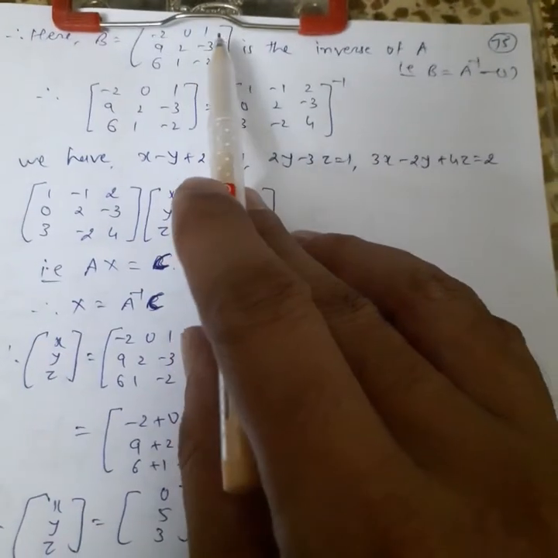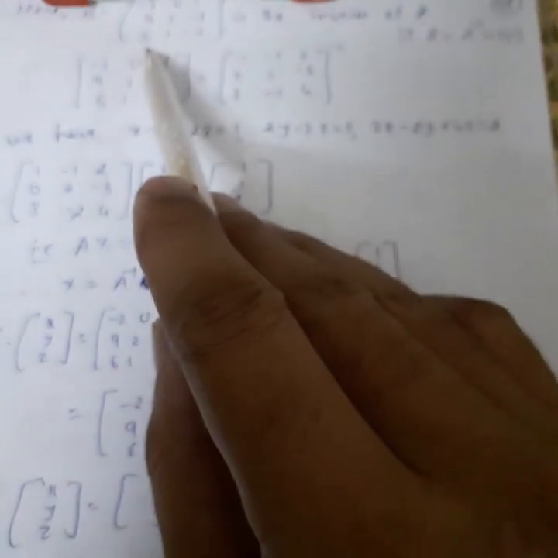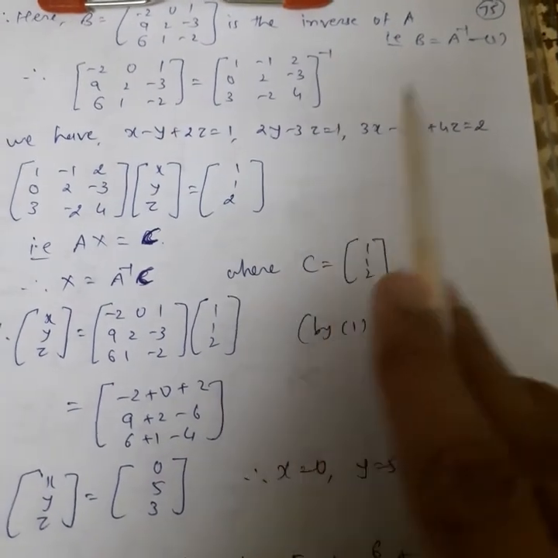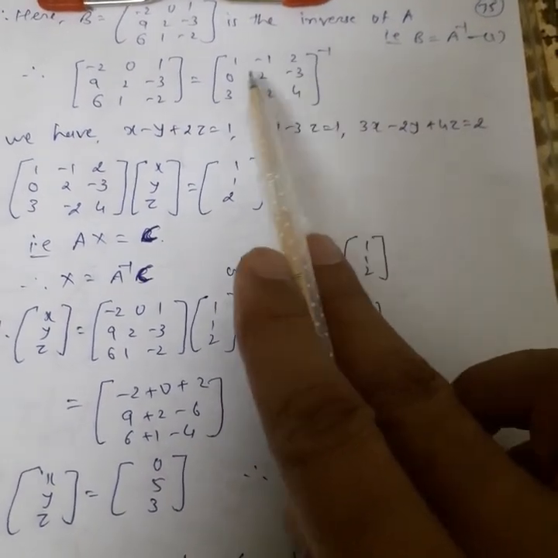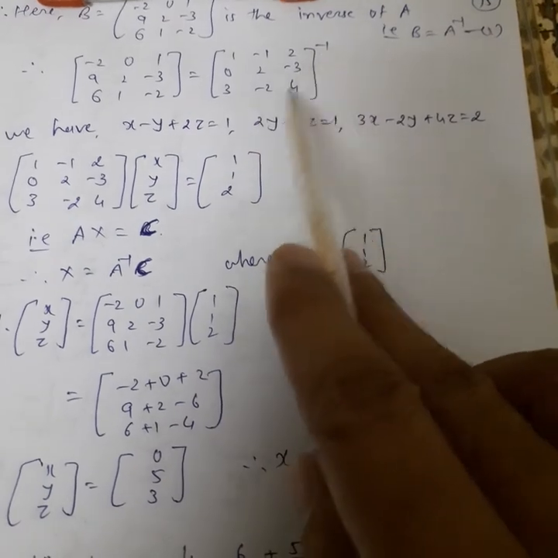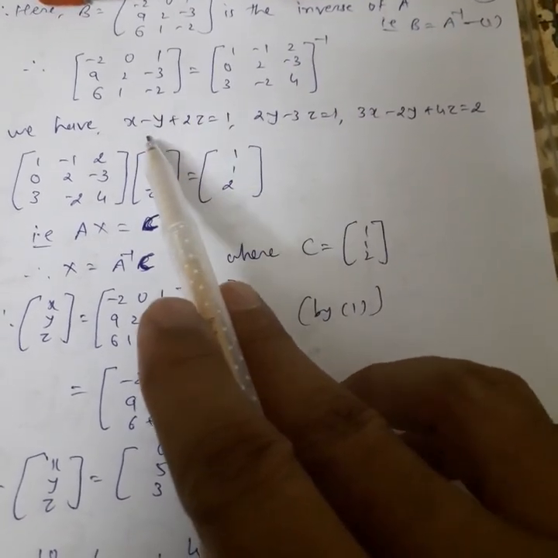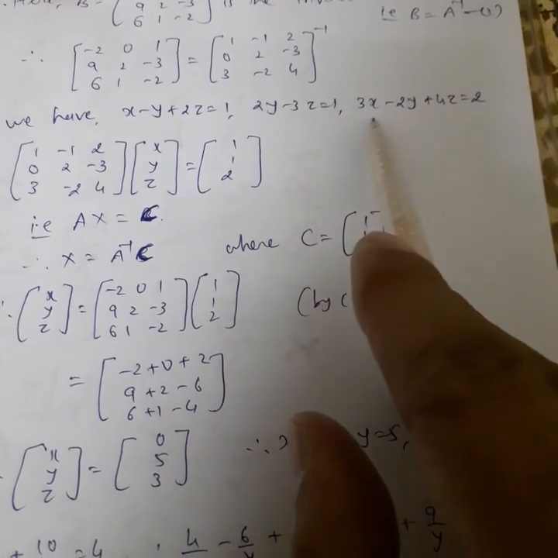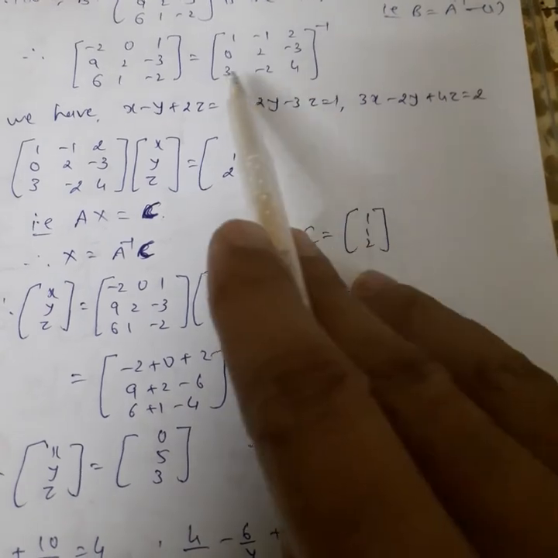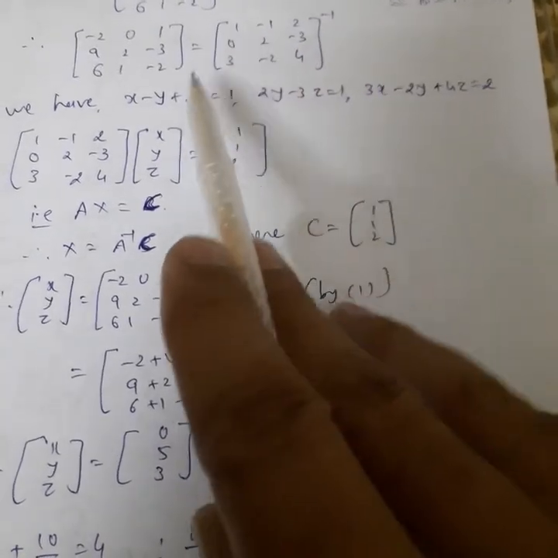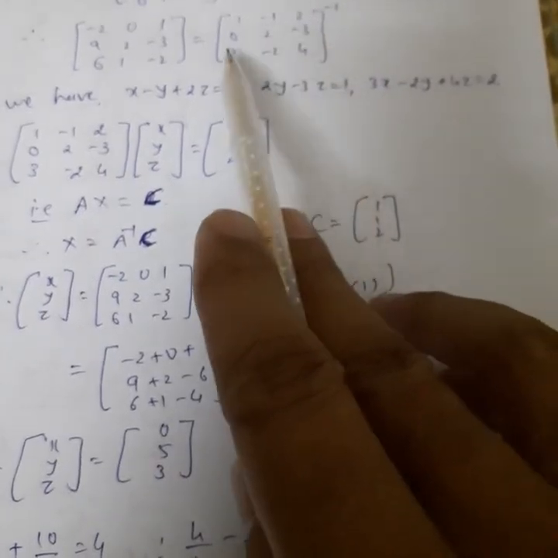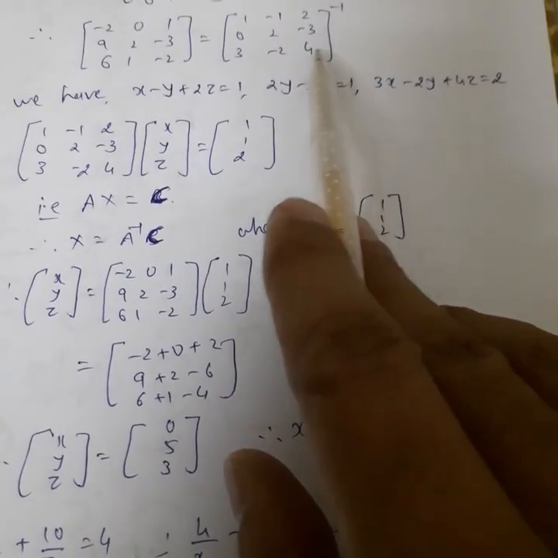Here we consider that B is the inverse of A, means B equals minus 2, 0, 1, 9, 2, minus 3 and 6, 1, minus 2 is the inverse of A, means A inverse equals B. So A is 1, 1, minus 1, 2, 0, 2, minus 3, and 3, minus 2, 4, its inverse equals this. Now we have the equations x minus y plus 2z is 1, 2y minus 3z equals 1, and 3x minus 2y plus 4z equals 2, means from this matrix we have this result: x minus y plus 2z, 2y minus 3z, 3x minus 2y plus 4z.